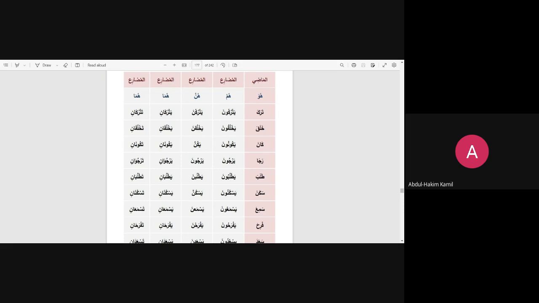But the same thing when hunna. It starts with a ya. Yatrukna. You add to the end of the word what? A noon niswa. But the end of the original letter gets a sukoon. The end of the original letter is a kaf. Taraka. So you say yatrukna. Khalaqa yakhluqna. Kana yakunna. Why is that mushaddad?